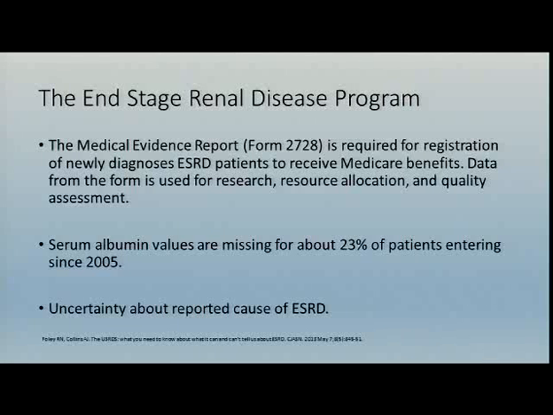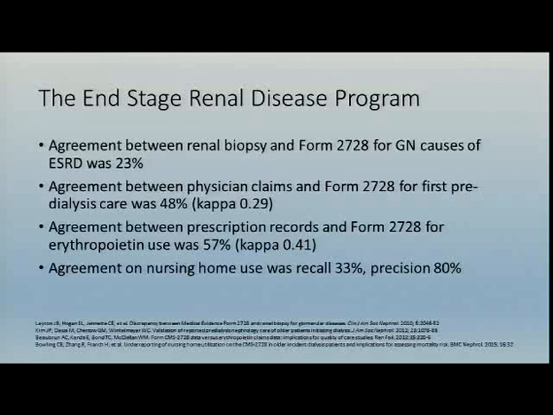One of the things that we already know is that 23% of albumin values, very simple structured data to report, is missing. There are uncertainties about the documentation of the cause of End Stage Renal Disease, the reason the patient ended up on dialysis as captured by that form. There are significant uncertainties that were documented by researchers.